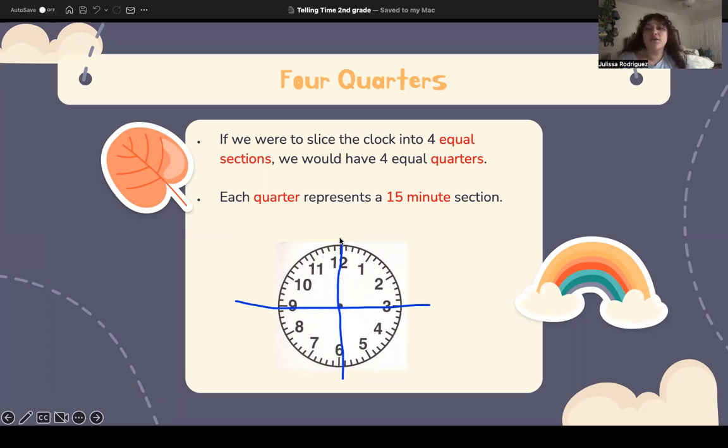So let's count together. 5, 10, 15, 20, 25, 30, 35, 40, 45, 50, 55, 60 for a total of 60 minutes. So we went from 12 o'clock to 15, and then 30, and then 45, and then 60. Those are all quarters of the hour.